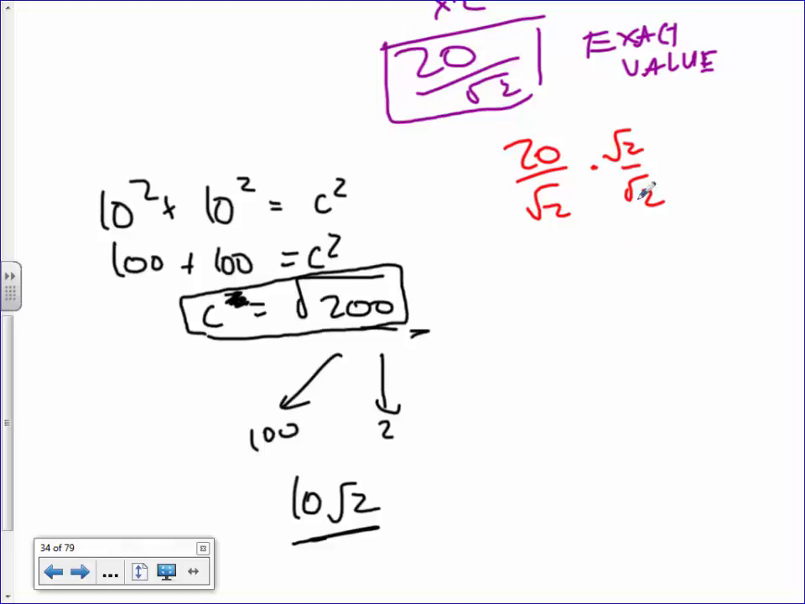If you times by root 2 over root 2, it's just like times by 1, right? On the top, then you'd have 20 root 2. And on the bottom, when you do root 2 times root 2, it is literally the number 2, because you're peeling off the square roots, right? Well, what's 20 divided by 2? 10 root 2. Look, they were equivalent. Two different ways to get the same answer.